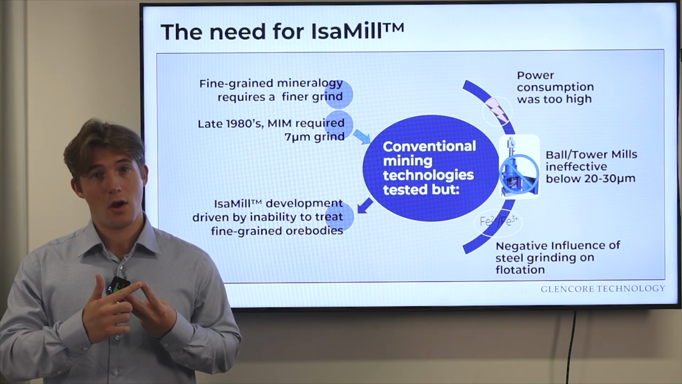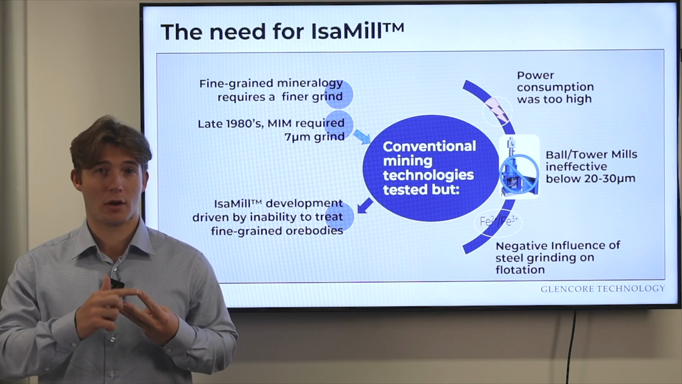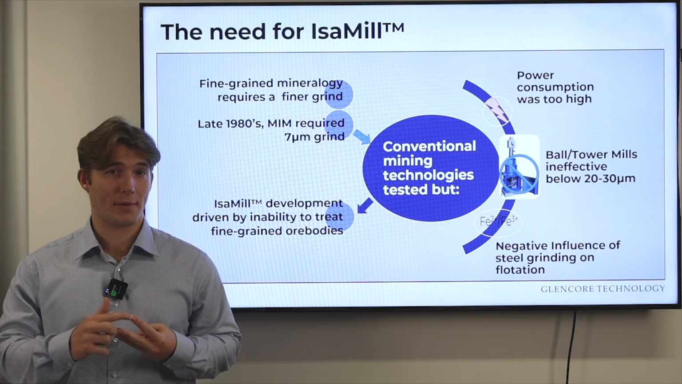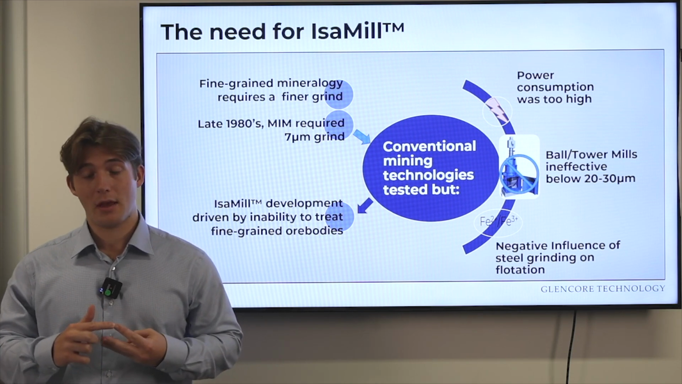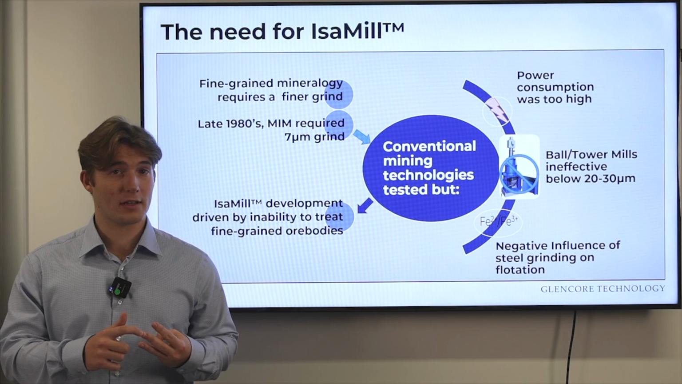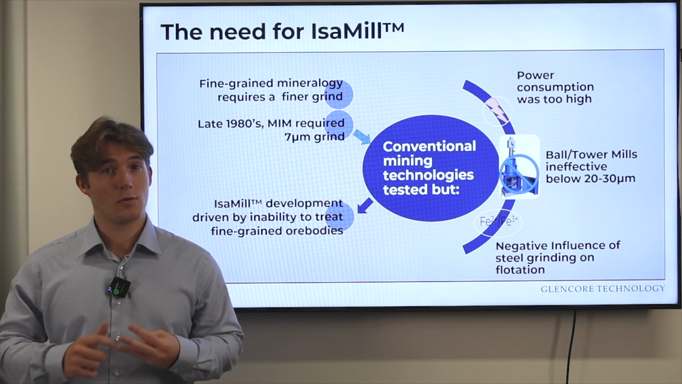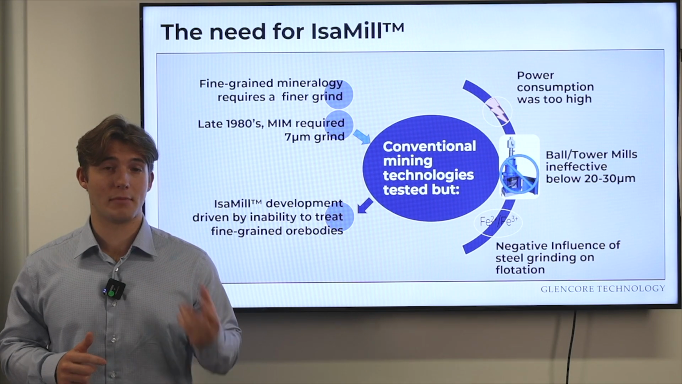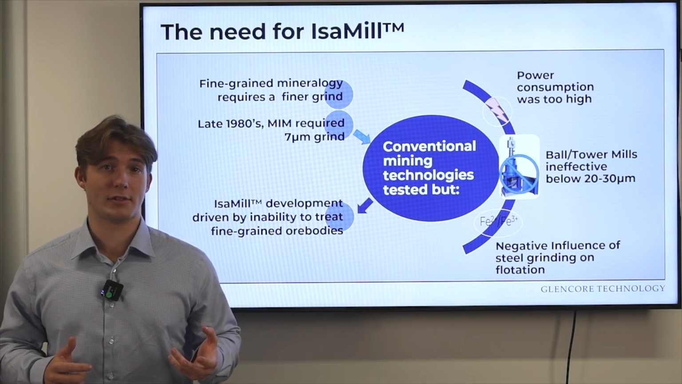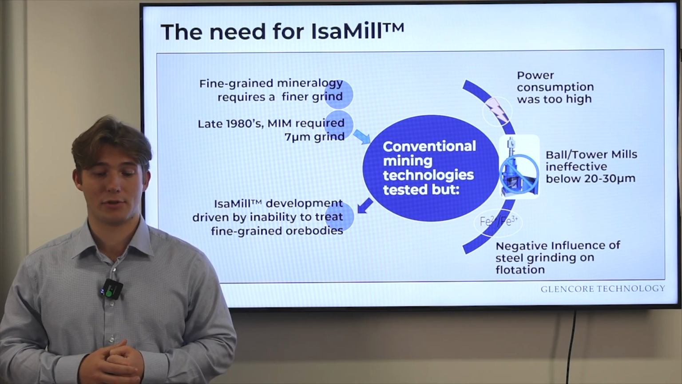The first one was that the power consumption that was required was way too high, and it essentially made the project uneconomical from both a CAPEX and OPEX perspective. The ball and tower mills that were available at the time were ineffective below 20 to 30 microns. And finally, the last reason was that the steel internals and steel media that was used in these mills had a negative effect on downstream flotation performance due to the galvanic interactions that they produced.